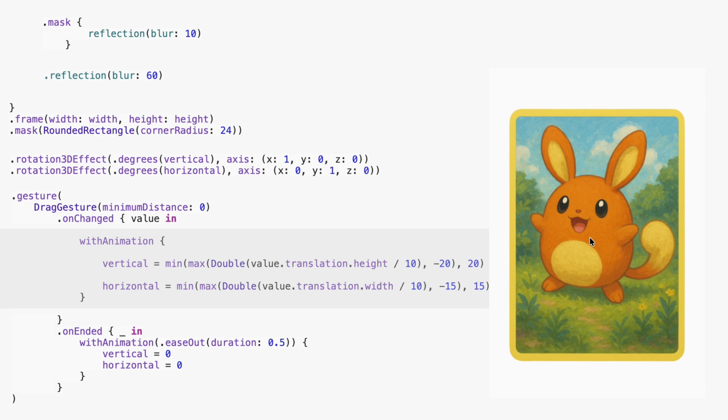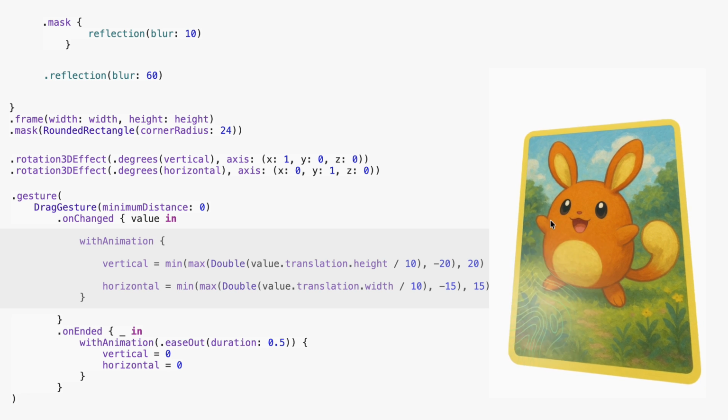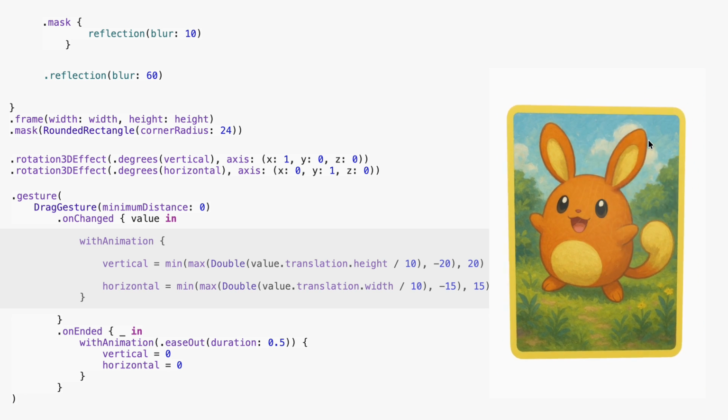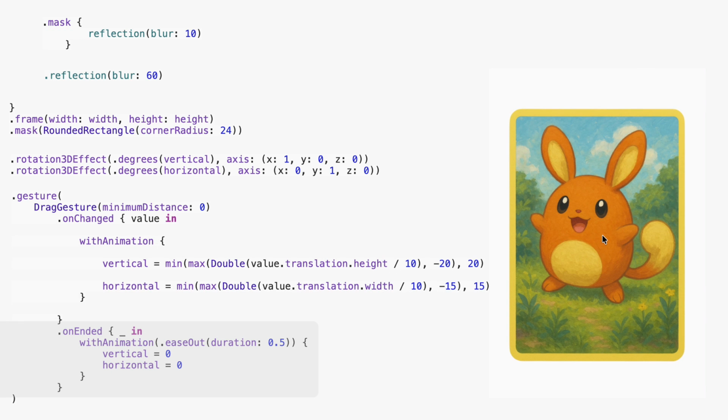Now, in .onChanged, we read how far the finger has moved from the starting point, both vertically and horizontally. We divide the values by 10, just to slow the movement down and make it smoother. Then we clamp the values. Vertical goes from negative 20 to 20. Horizontal goes from negative 15 to 15. Why these numbers? Because we want to limit the rotation and the light reflection so it stays within the bounds of the card. If we didn't limit it, the reflection circle could slide off the card or the card could tilt too far and it would break the illusion. When the user lifts their finger, we smoothly reset everything back to center, both the rotation and the light.